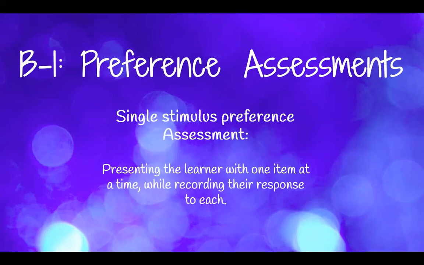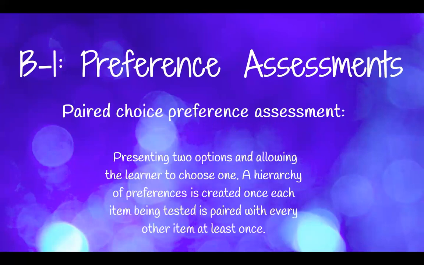Single stimulus preference assessment. This is presenting the learner with one item at a time and recording their response to each item. So you might hand your learner a car and record whether they accepted it, what they did with it, how long they played with it, and so on. Paired choice preference assessment. This is presenting two options. So think of two, a pair, and allowing the learner to choose one. A hierarchy of preferences is created once each item being tested is paired with every other item at least once. So if you have 6 items that you want to assess, you're going to make sure that each of those items at least once is paired with all the other items.